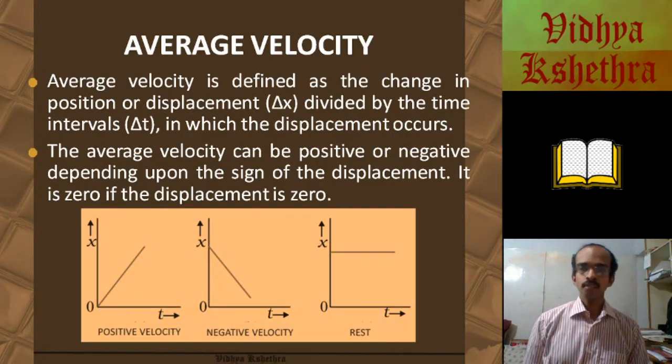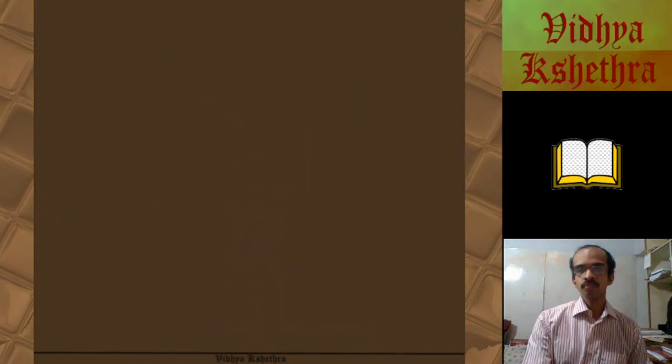These are some of the graphs which are showing different types of velocity. The first graph shows the case of positive velocity. The second graph shows the distance time graph for negative velocity. And the third graph shows when a body is at rest.